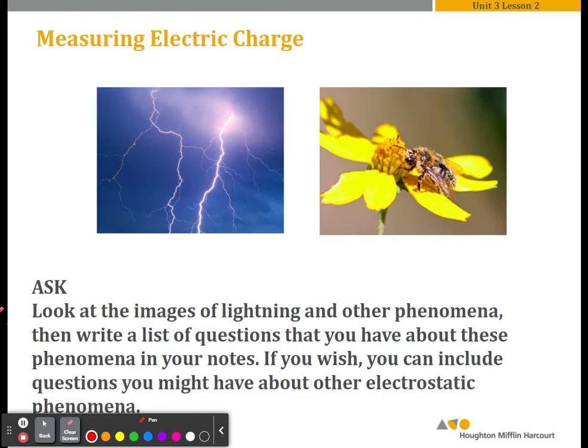Let's look at the images of lightning and other phenomena, and then write a list of questions. Pause the video, write a list of questions that you have about these phenomena in your notes. If you wish, you can include questions you might have about other electrostatic phenomena. So lightning is an electrostatic phenomenon. Why is that bee on the flower shown here?